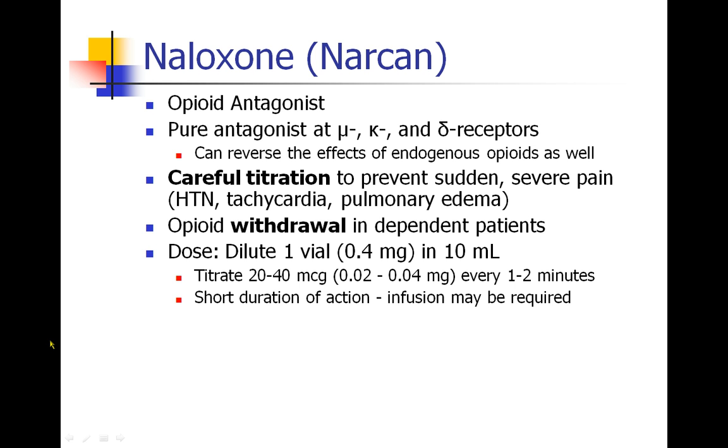And so for that reason, the way we dose this drug in our world is we take a vial, which is 400 micrograms, 0.4 milligrams, and we dilute it down to 10 milliliters. And then we give 1 or 2 milliliters. We give about 1 milliliter, which is 0.04 milligrams, 40 micrograms, every 1 to 2 minutes. So we don't blast in the whole vial. We give it a tenth at a time, maybe even less, and then watch the patient.